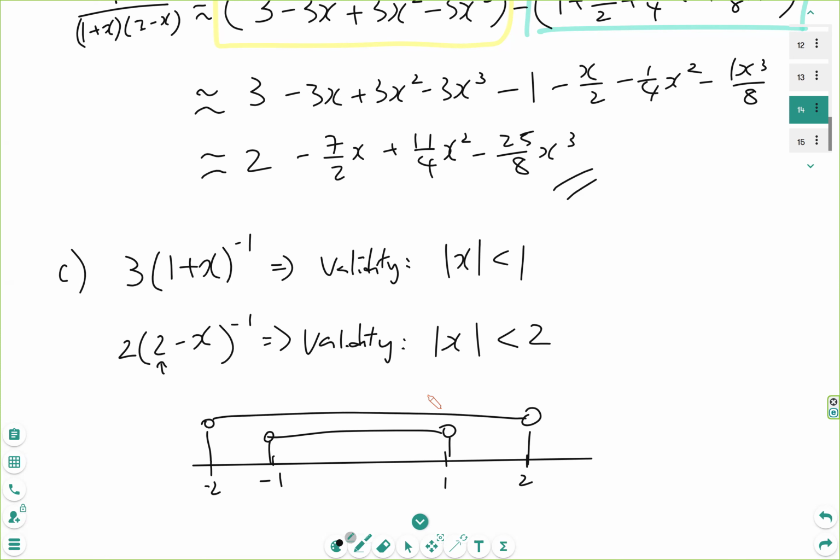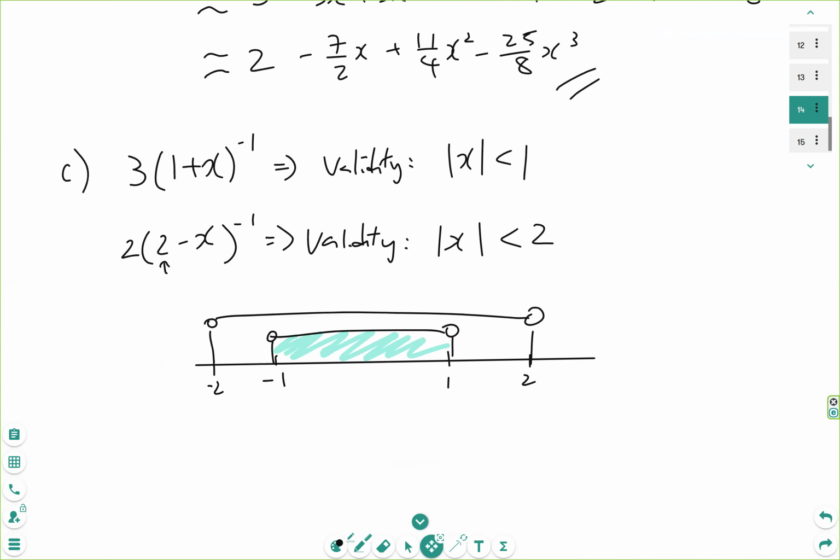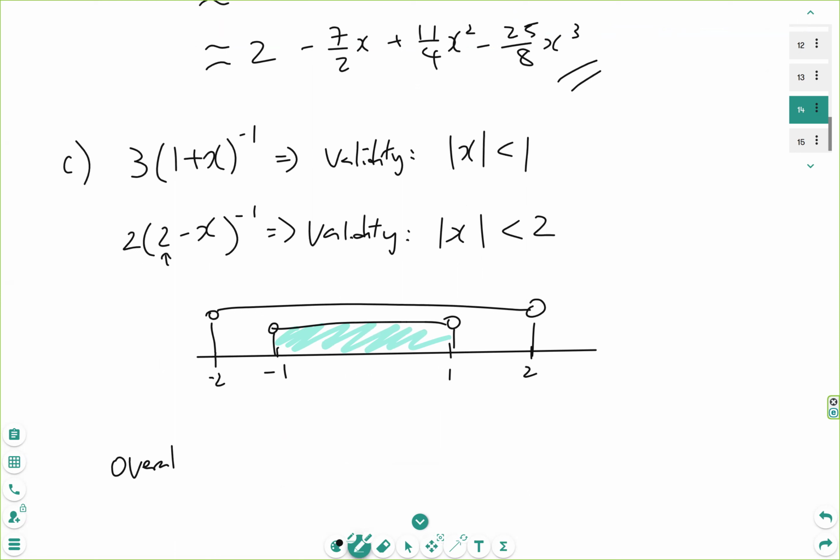Where do they overlap? So the overall validity. Now, do you have to show this number line? You don't have to. Okay, I'll just give you an illustration of why the final answer is just less than 1, because where they both overlap, it's just in between these two.